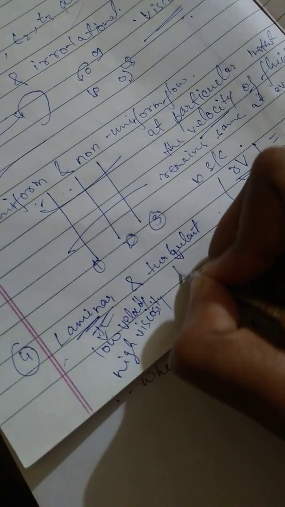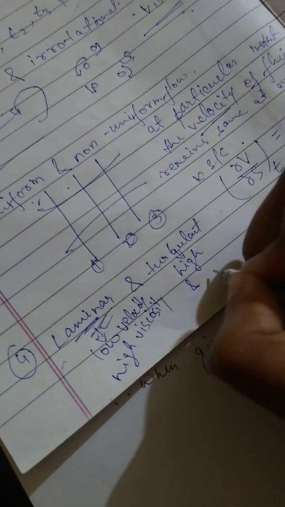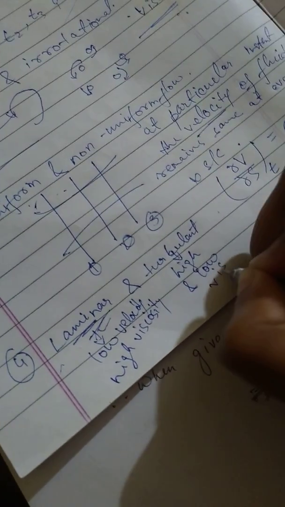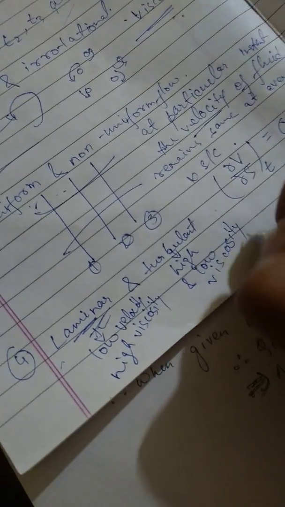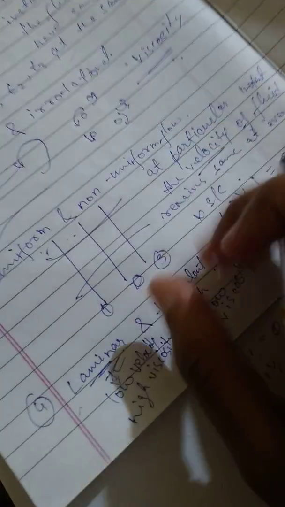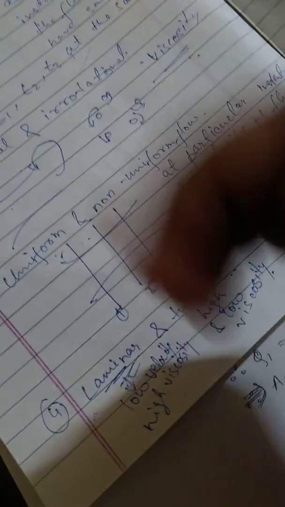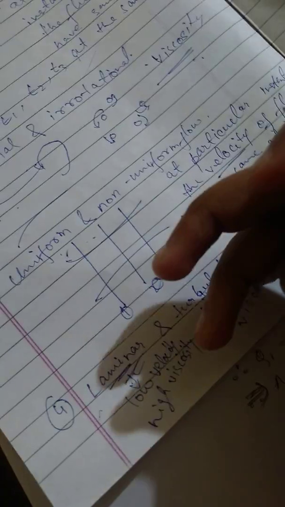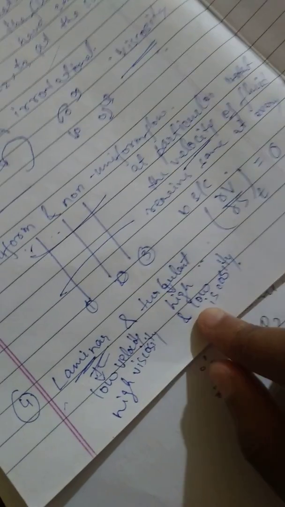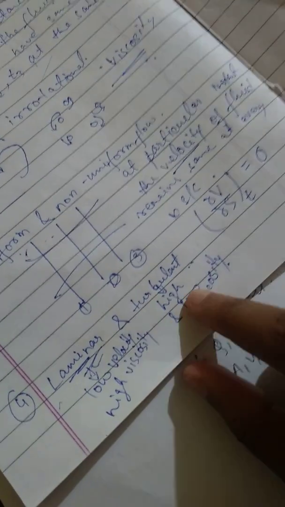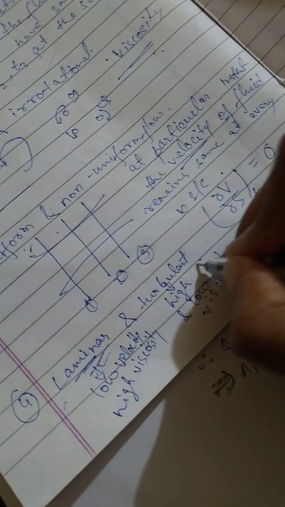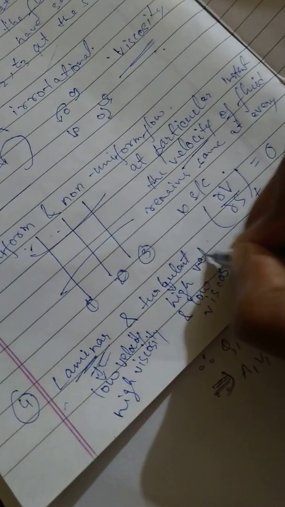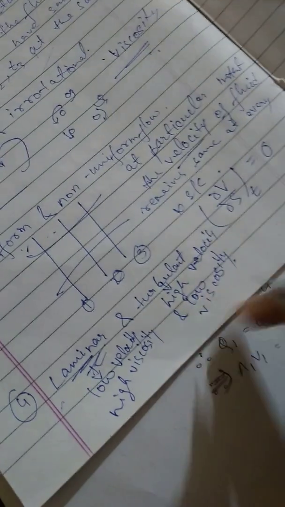Here, high velocity and low viscosity. And turbulent means there won't be any layer formation, and the particles from one layer can get mixed or diffused into the other layer, and the intermixing of the molecules and the momentum transfer within the layers can take place. And the very important property for this type of flow is high velocity, sorry I forgot to write that, and low viscosity.